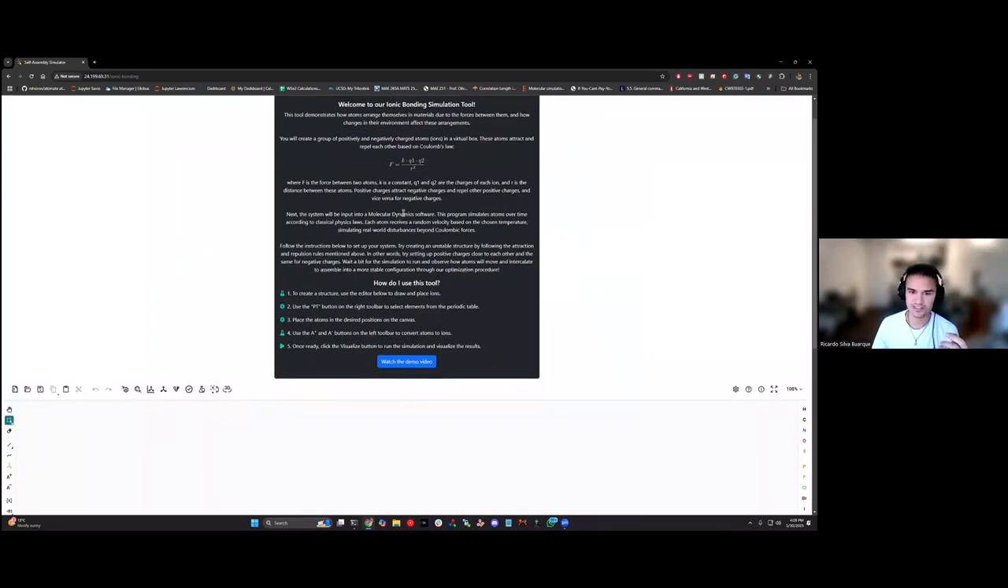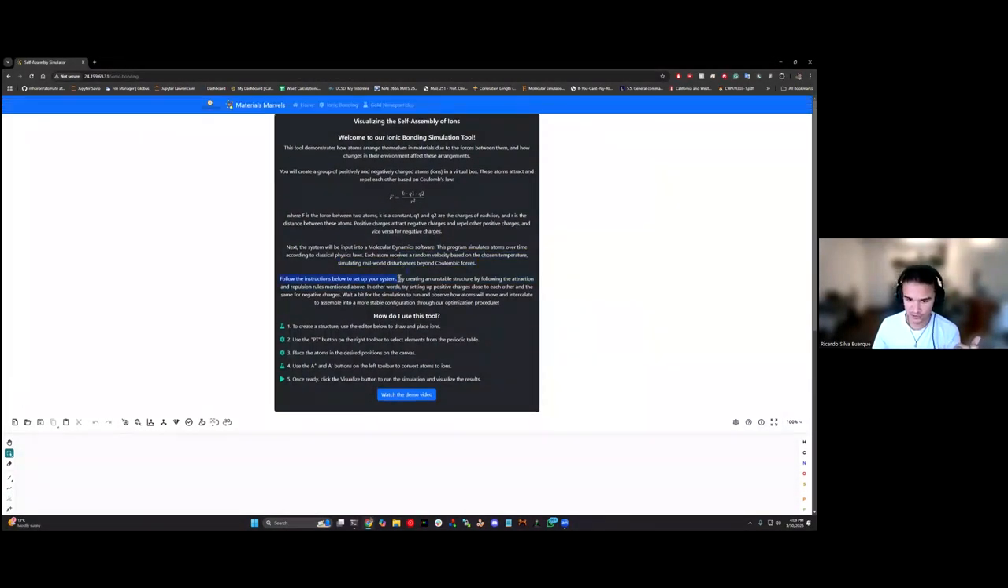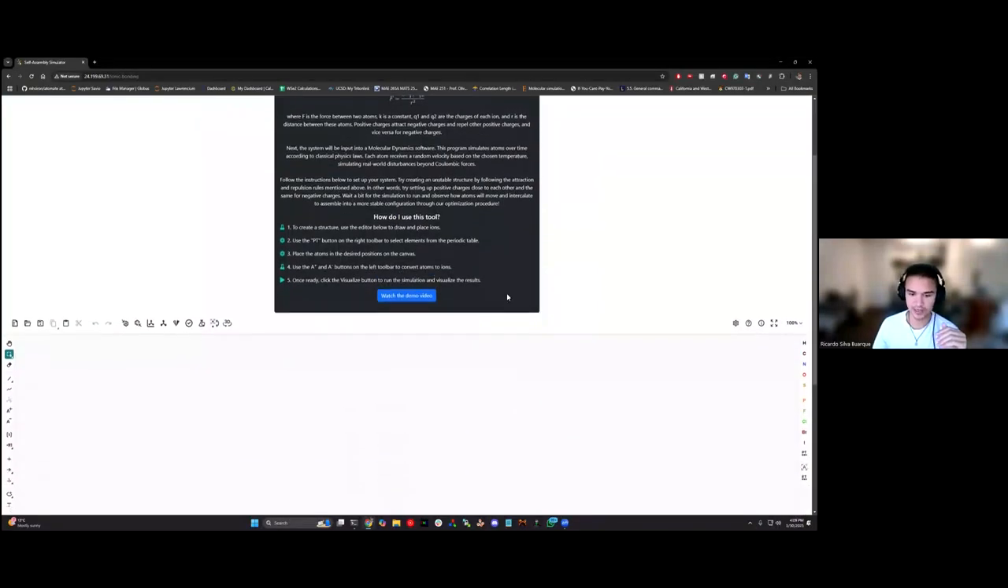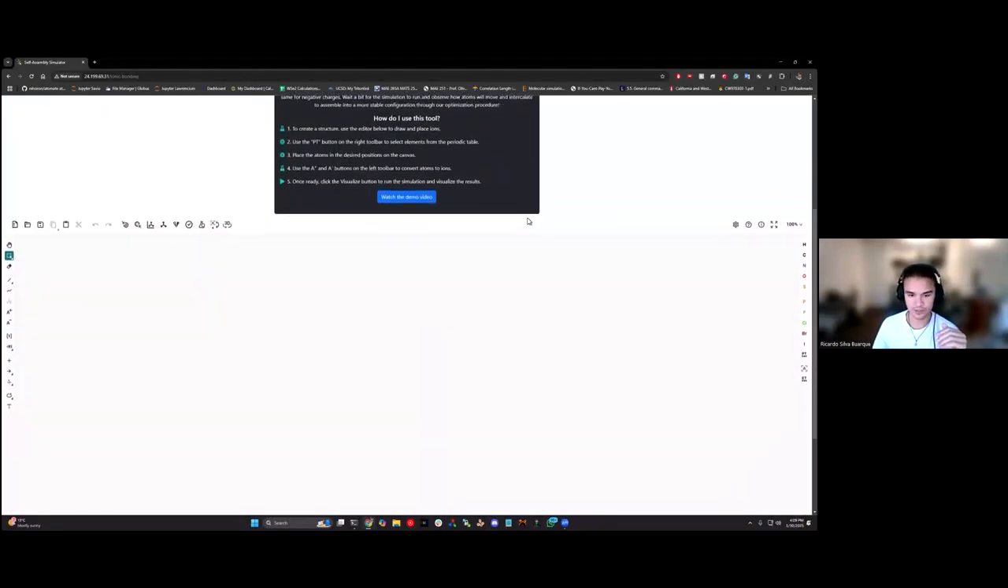There's a little bit of text here that talks about the charge on each atom, the force experienced by each atom, and then follow these instructions below to set up your system. Try creating an unstable structure by following the attraction and repulsion rules, or in other words, setting up positive charges close to each other, and the same for negative charges, so that we can basically see what happens once they intertwine, right? So I'm going to go ahead and start with the demo here.